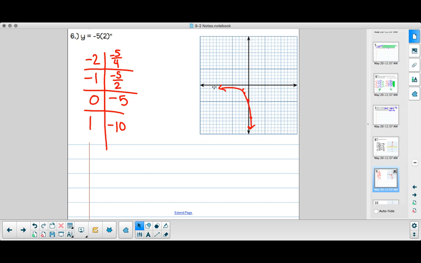Again, it continues in both directions forever, so arrows on both ends, but it never will actually cross this x-axis and become positive. So it's never going to be equal to 0, and it's never going to be a positive number.